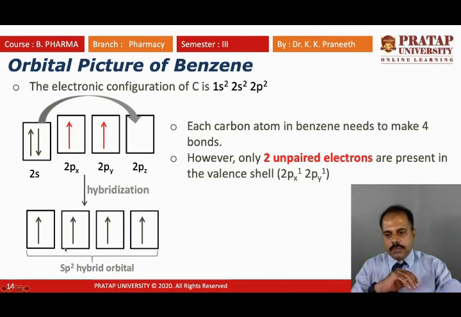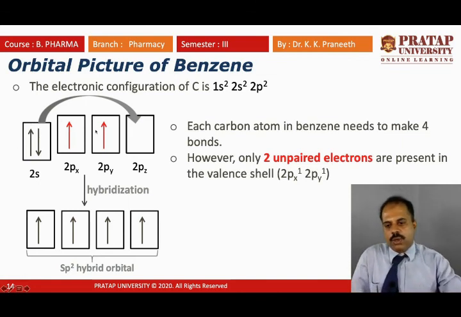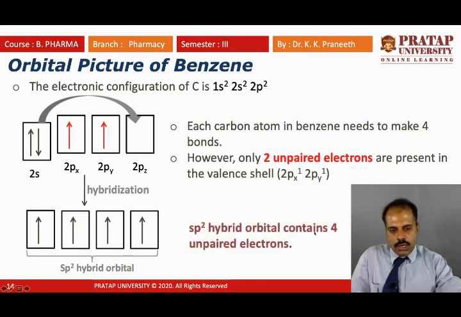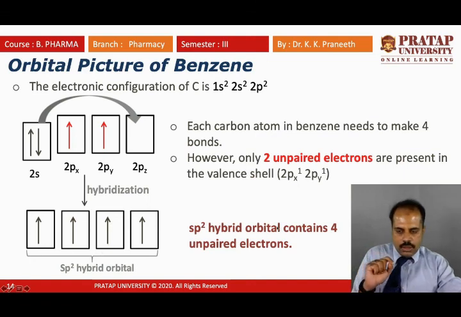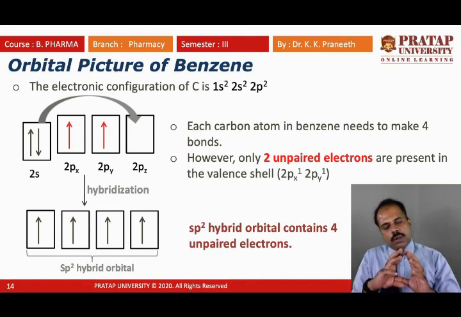equal in energy. Because we are mixing the 2s and the 2p orbitals, it is called an sp2 hybridized orbital, right? We are mixing 1 s orbital and 2 p orbitals, and we obtain the sp2 hybridized orbital as shown here. So the sp2 hybridized orbital contains 4 unpaired electrons. This is a very important point here. So we got the 4 unpaired electrons. Now we can make 4 bonds, right?